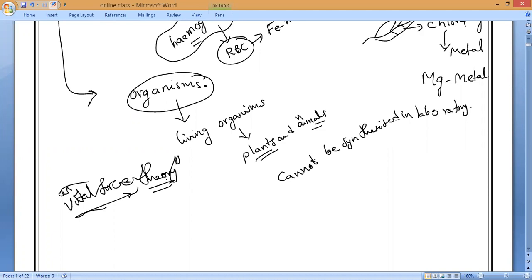So our people believed those compounds come from organisms like plants and animals. That is what we call the vital force theory. Can you all understand? Please respond. Vital force theory means it was a belief of our people in the early days that no organic compounds can be prepared in the laboratory.